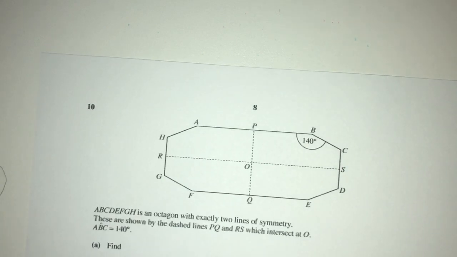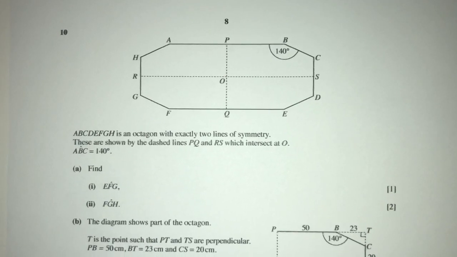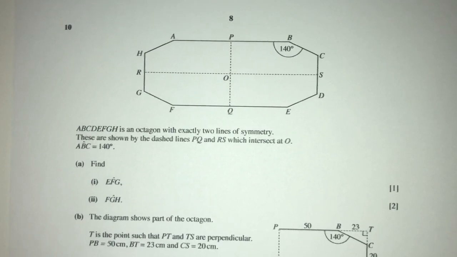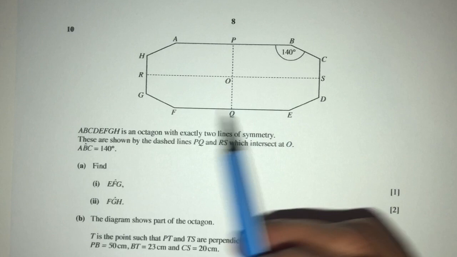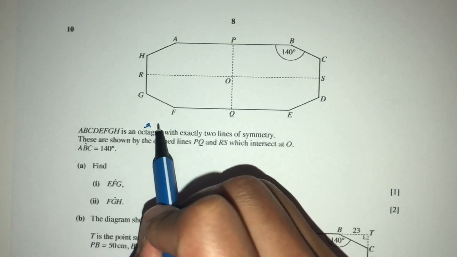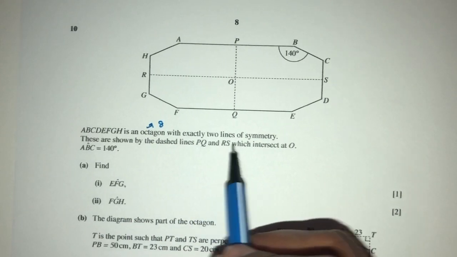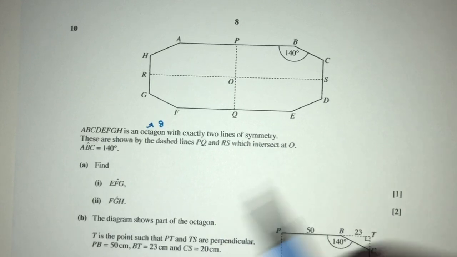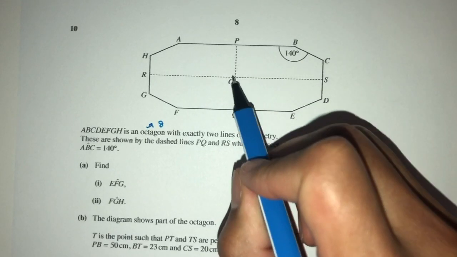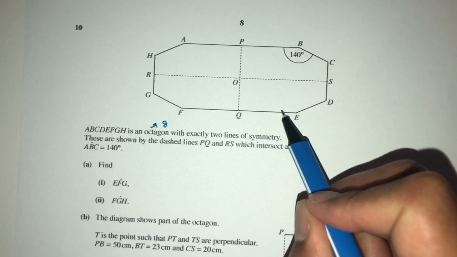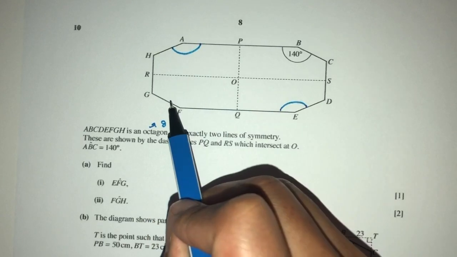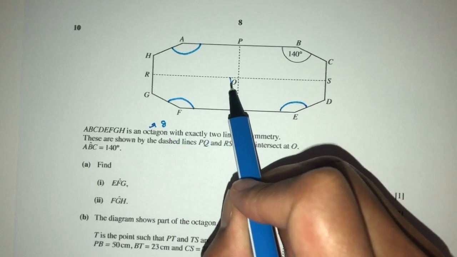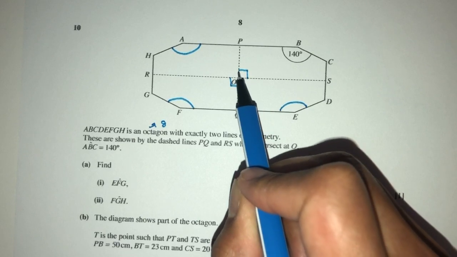Okay, so let's move on to question number 10. Here we have A, B, C, D, E, F, G, H is an octagon, which is 8 sides: 1, 2, 3, 4, 5, 6, 7, 8. So an 8-sided shape with exactly 2 lines of symmetry. That is good to know, which means this is the same as this. So this will reflect here. That will also be 140, 140, and 140, if that makes sense. This will be 90, 90, 90, and 90.